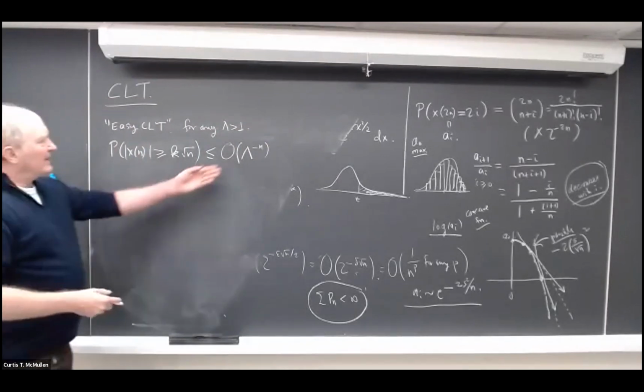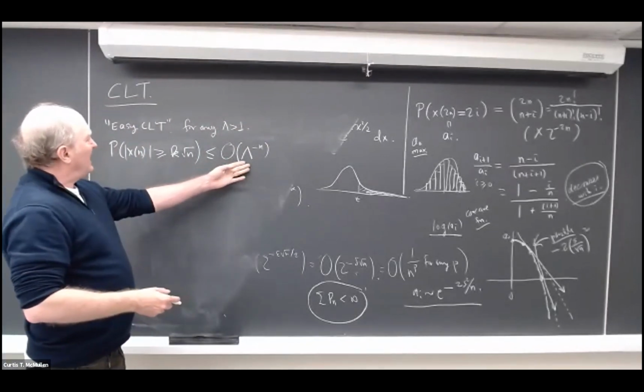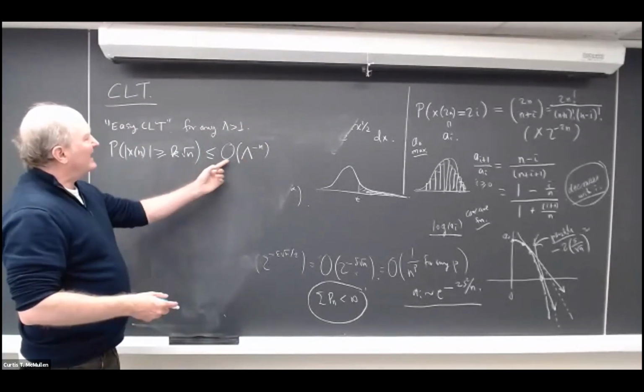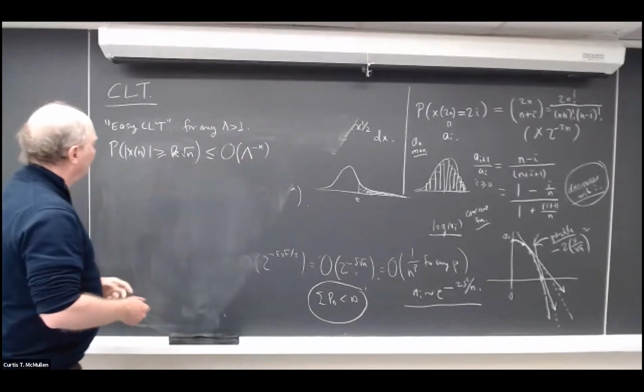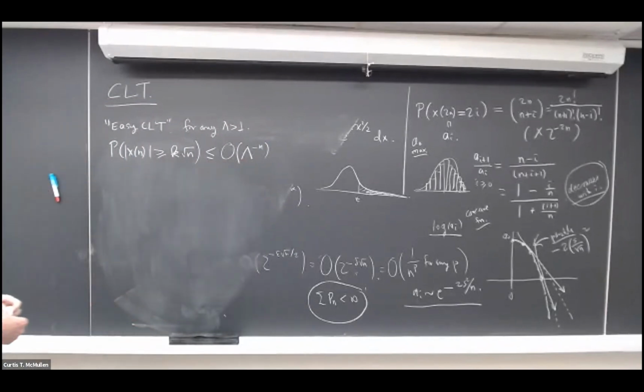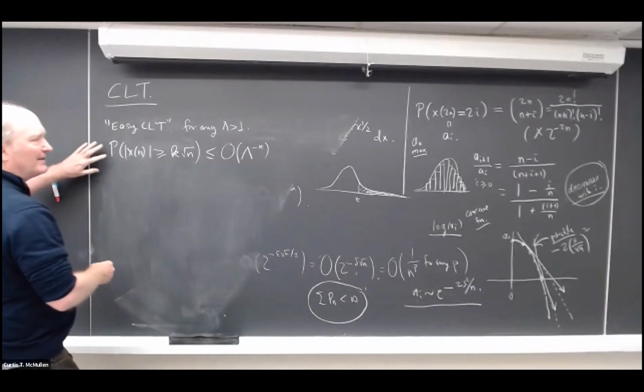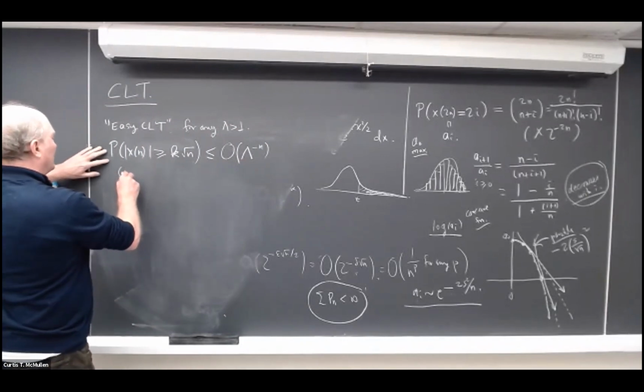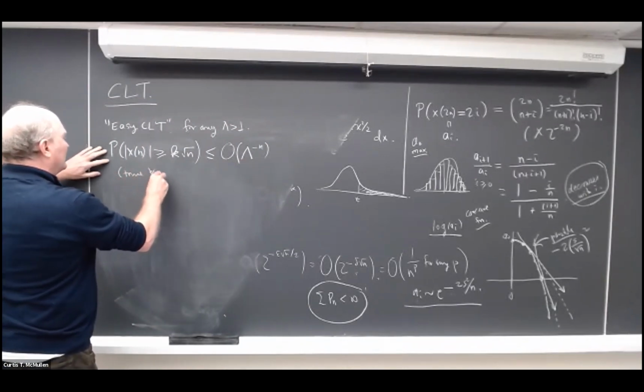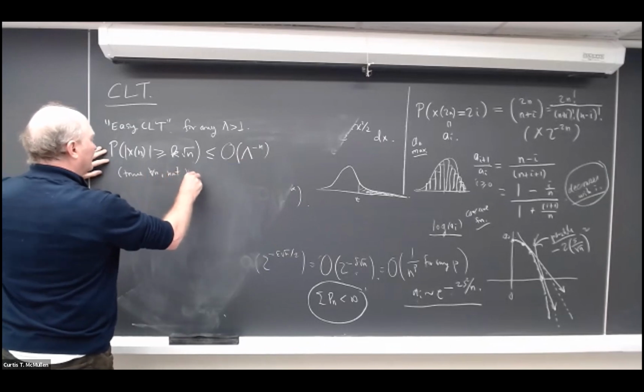So if you didn't like the 2 to the minus n, you'd rather have 10 to the minus n there. Well, you can get that at the cost of changing the constant that comes in front of it. And again, the benefit of this is true for all n, not just in the limit.